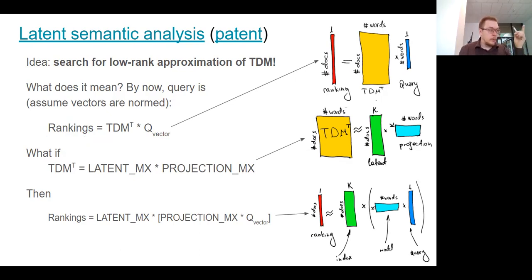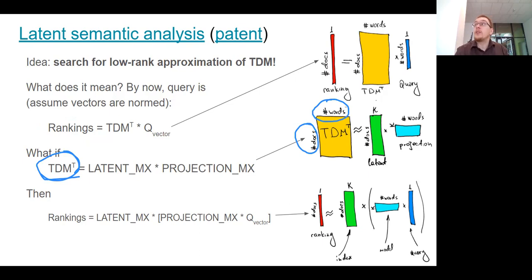You remember low rank approximation. We say that there is a decomposition of the matrix into two matrices with lower ranks. So what does it mean? We have 1 billion documents here and 100,000 words here.